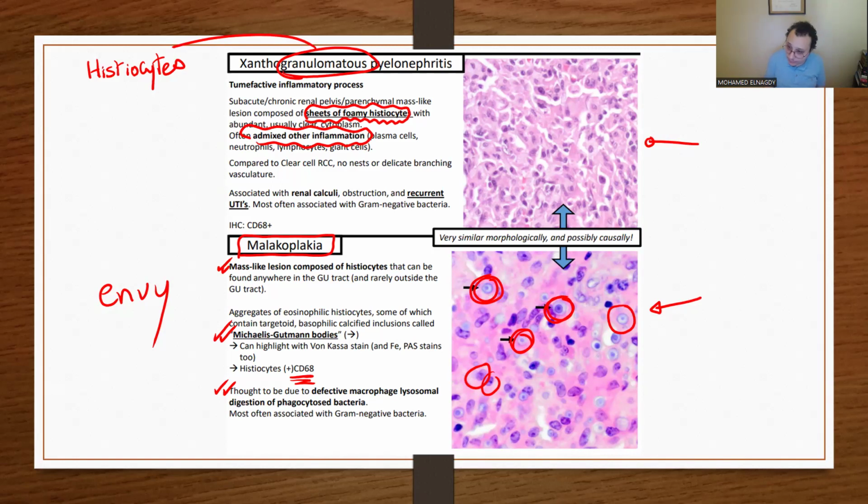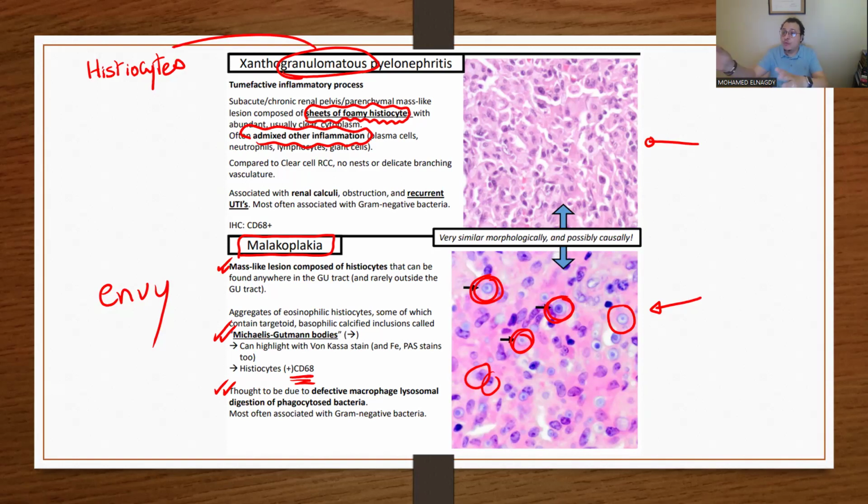Which patients are at risk of long-lasting renal infections? Anybody know? Obstruction? Renal obstruction, especially also diabetic patients. So you might have a diabetic patient who had his kidney gone. He has end-stage renal disease, and the kidney became like a useless focus of infection. So they decided to remove it.